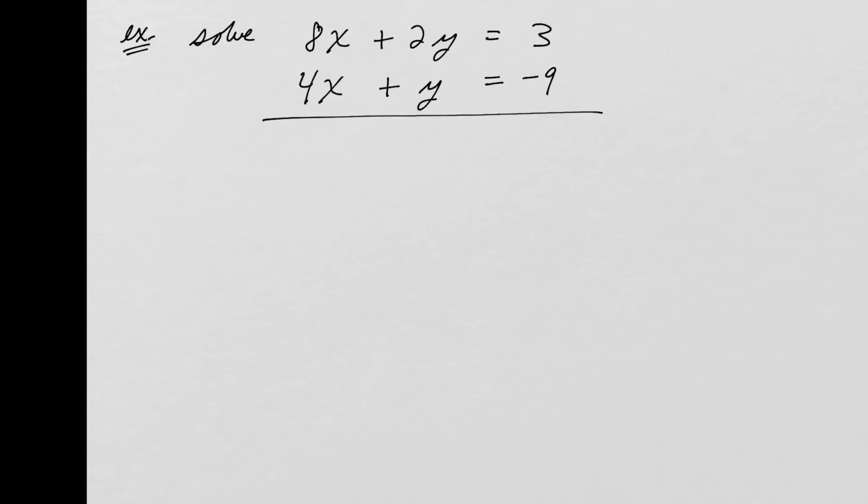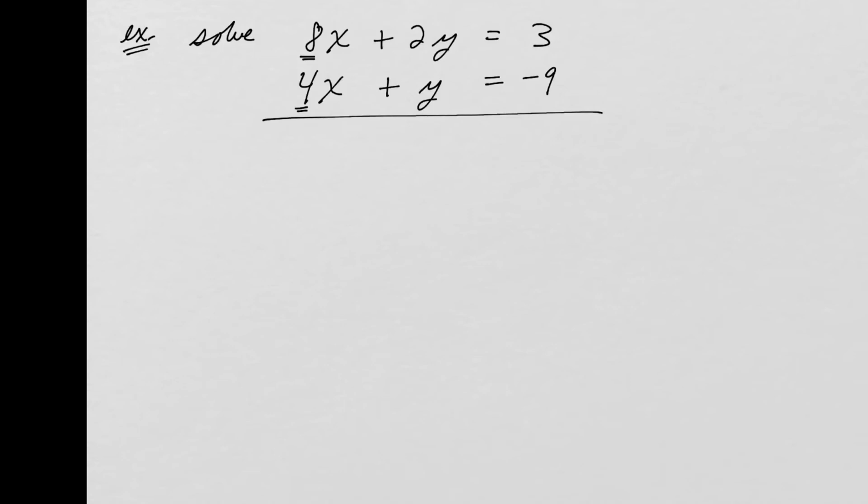Okay, so there's my system. Let's say we want to eliminate the x's. If you look at the coefficients of x right now, I have an 8 and a 4. What's the lowest common multiple of 8 and 4? What's the smallest number that 8 and 4 will go into evenly? It's 8, right? 8 goes into 8 once, 4 goes into 8 2 times. So if I can make one of these a positive 8 and one of them a negative 8, then they're going to be opposites, and when I add, I can get rid of the x's.